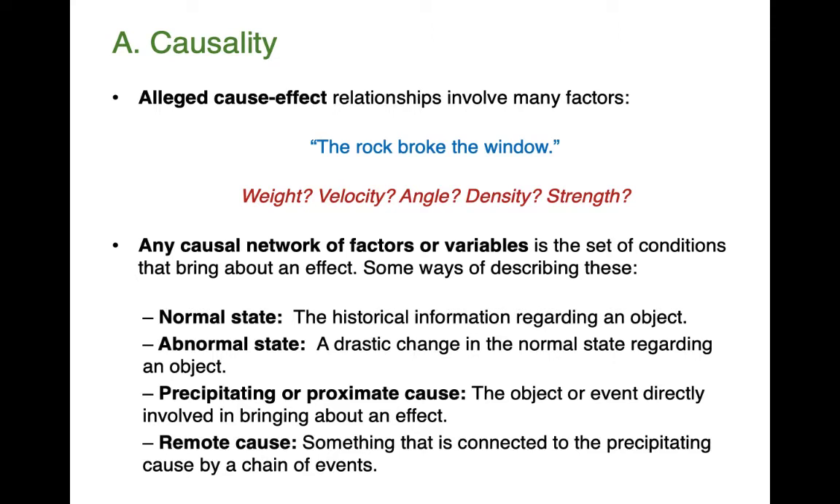We also talk about the precipitating or proximate cause. That's the object or event directly involved in bringing about an effect. There, of course, are other factors. And a remote cause is going to be anything that is connected to the precipitating cause by some chain of events.